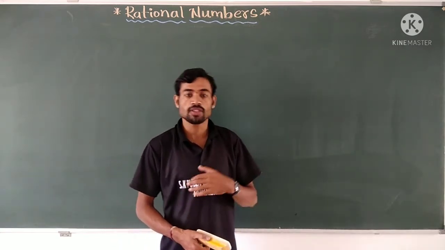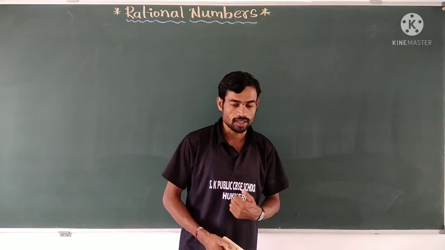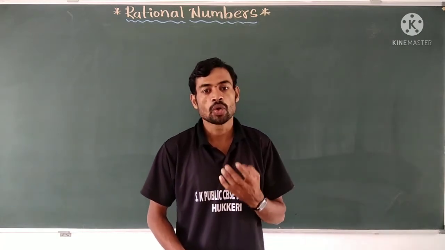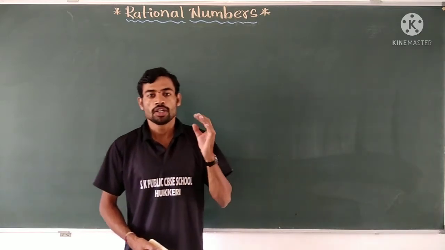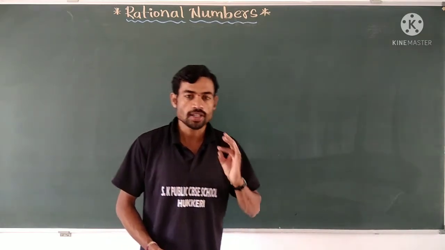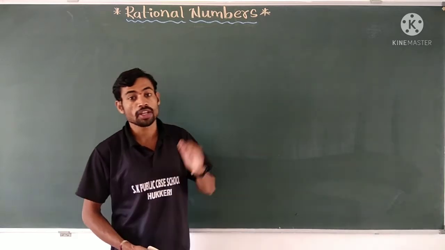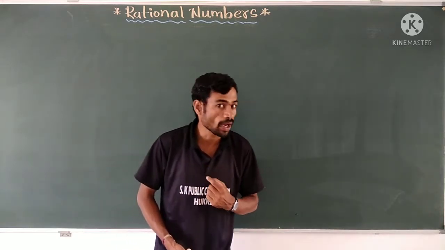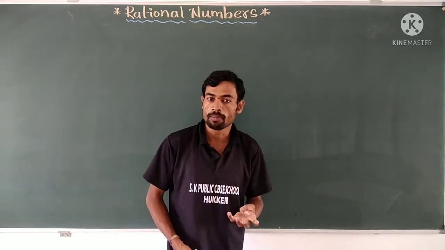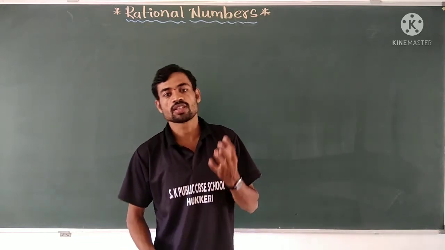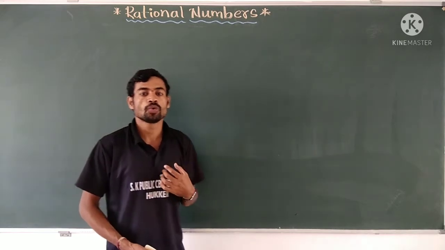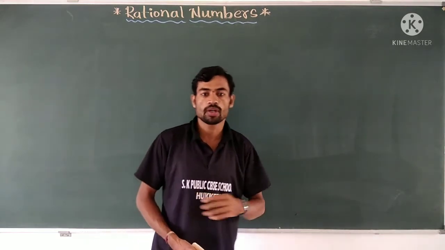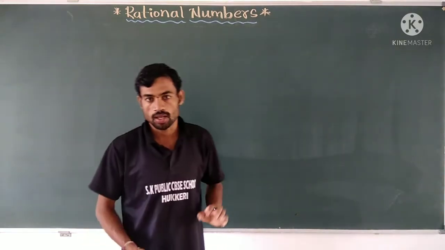So do you remember which are those properties? Yes, those are closure property, commutative property, distributive property, associative property. Many properties you have applied for whole numbers, integers, rational numbers. Now we have to use all these properties on rational numbers.